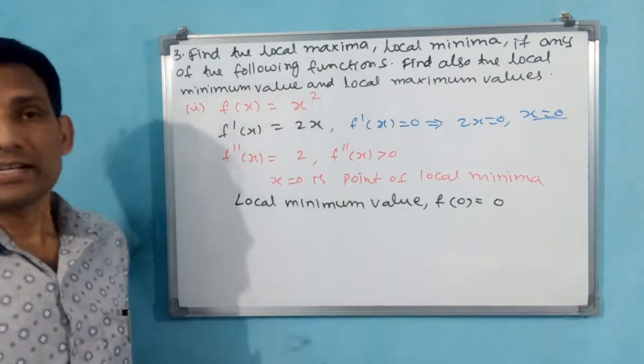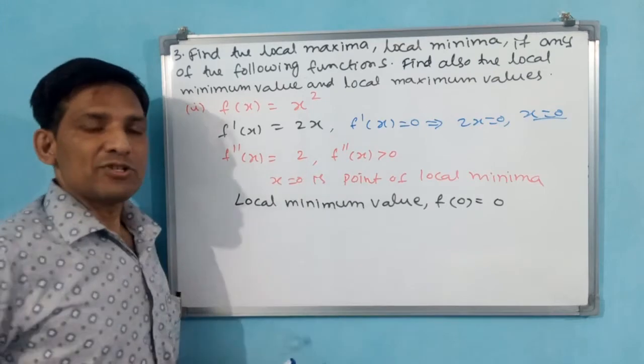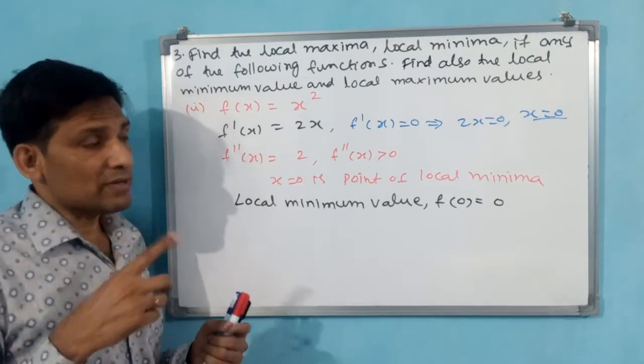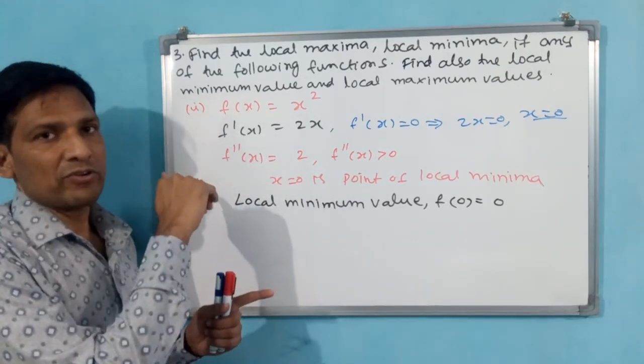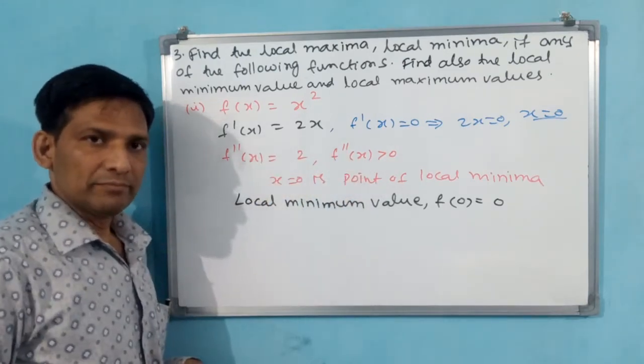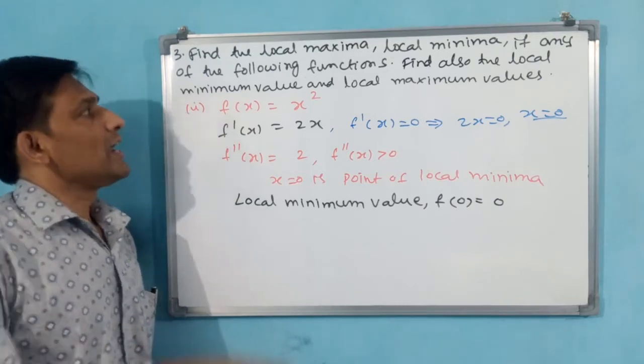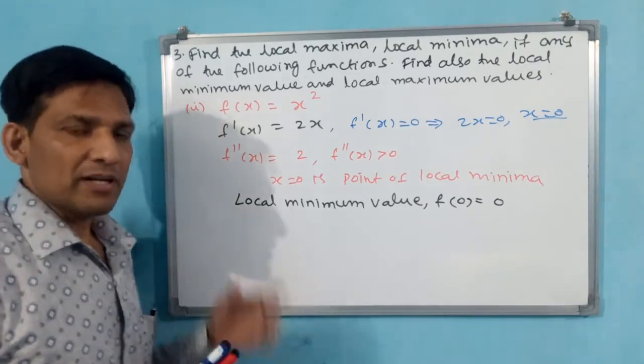Okay? To understand this concept, see here f double dash x is directly greater than 0 has come. Earlier equal to 0 was there, and we had gone back to the first derivative. But here not like that, greater than 0 has come. Okay, that is the advantage of this procedure. Let us go for the second question, second part of this.